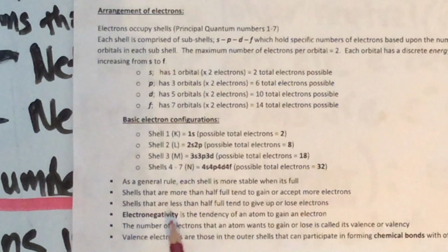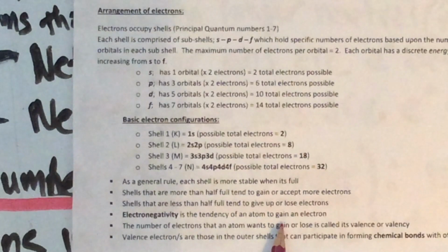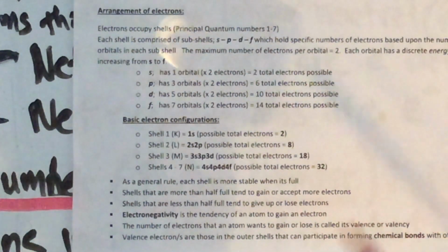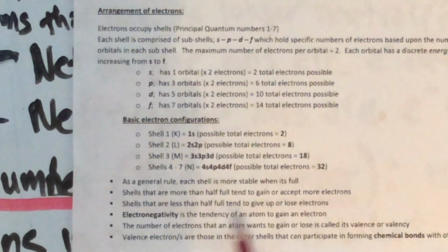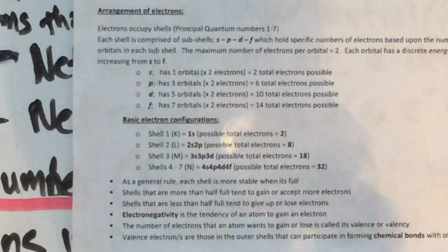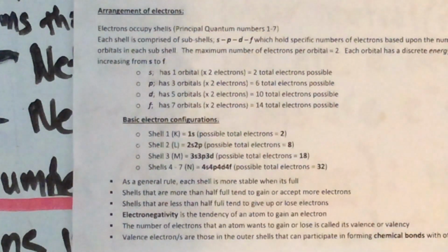So this is electronegativity, which is the tendency of an atom to gain an electron, okay, to attract different electrons. That's what electronegativity is all about, the tendency to attract or to gain electrons. And you'll see where they are located and how they vary on the periodic table of elements here in a minute.